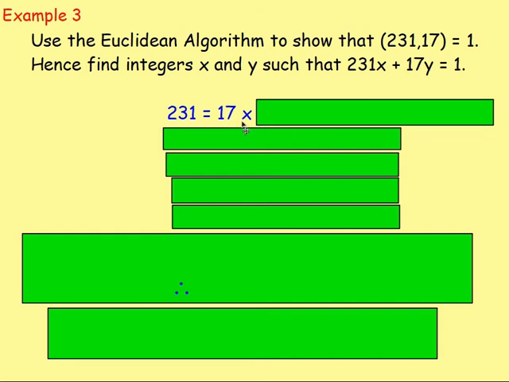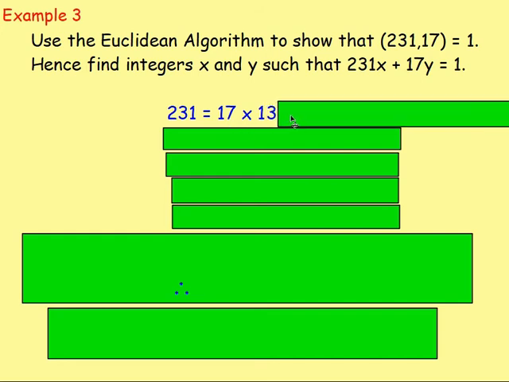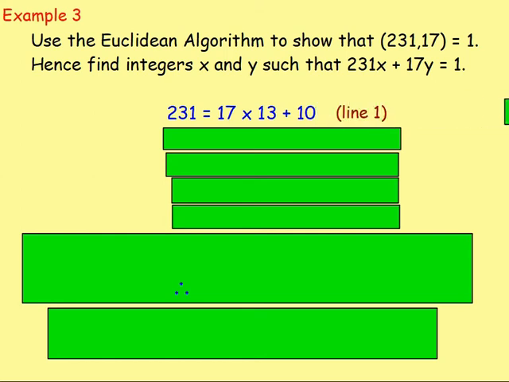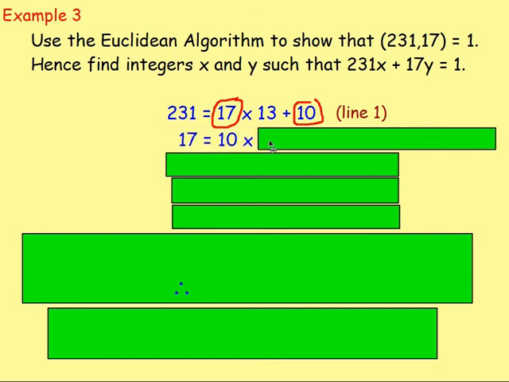If you do that, you get 13 point something, which means there will be 13 17s that fit in exactly. You would then have a remainder of 10 if you work that out. And we would call that line 1. After that, we take this 17 and we write that in terms of the remainder of 10. So 17 is going to be equal to 10 times 1, and you would have a remainder of 7. And we call that line 2.